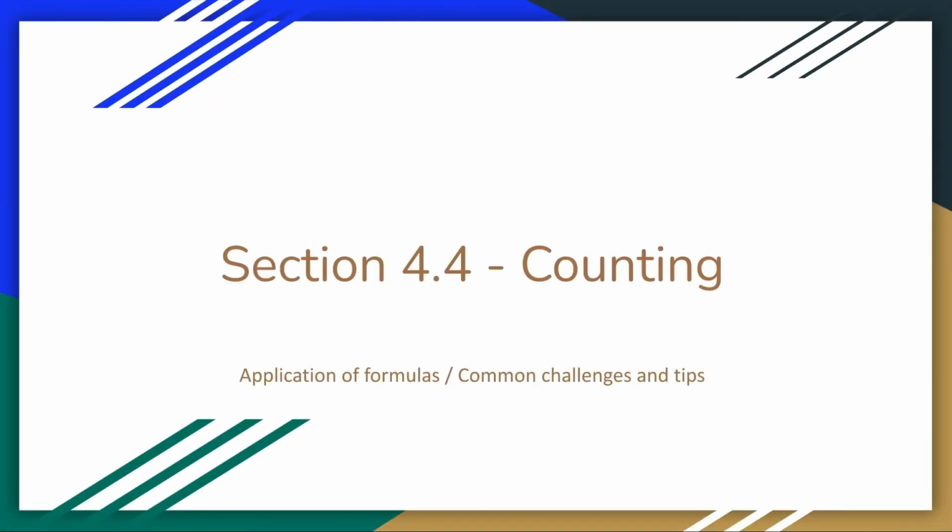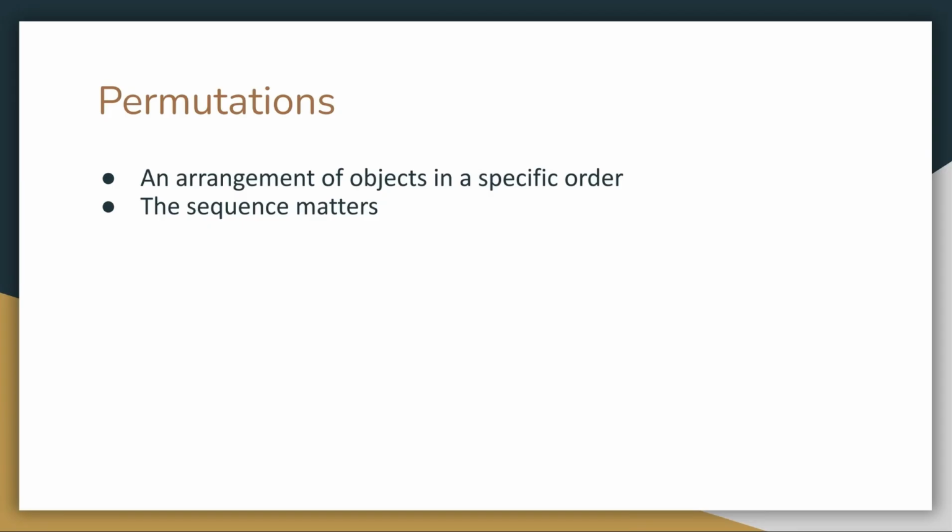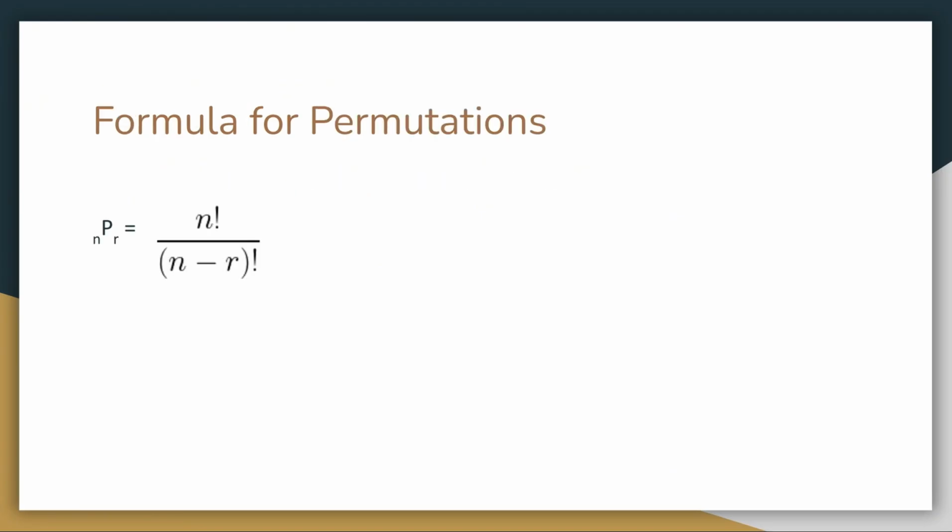Let's talk about section 4.4 counting when it comes to application of formulas and common challenges and tips. First, with formulas, we have permutations, which is an arrangement of objects in a specific order, and the sequence does matter. The formula for permutations is equal to n factorial over n minus r factorial.